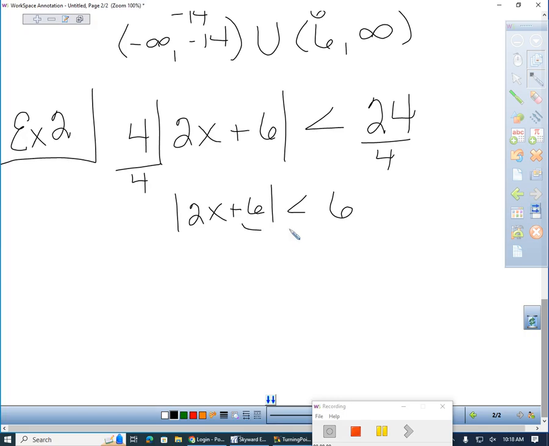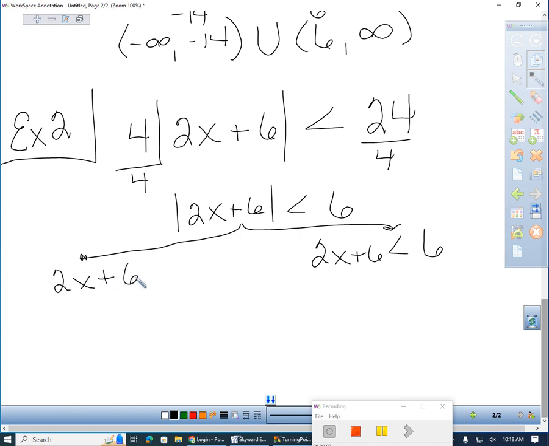First one I'm going to bring right over here. I have 2x plus 6 is less than 6. Looks just like it without the absolute values. The second one, I'm going to bring over on this side. I have 2x plus 6. I flip the sign and make it negative.